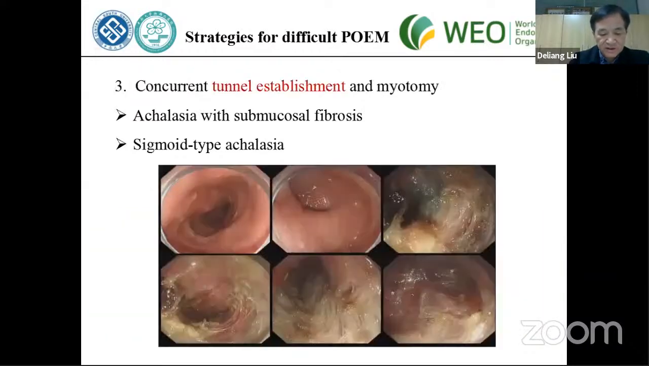For patients with severe submucosal fibrosis or sigmoid type, concurrent tunneling and myotomy is also a good way. This is sigmoid type achalasia. There is not enough submucosal space even after we inject enough solution. Therefore, concurrent tunneling and myotomy was performed.